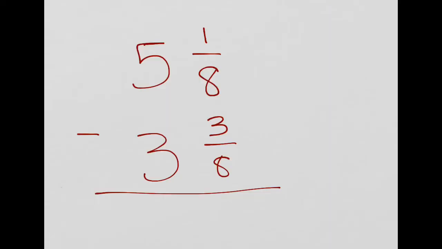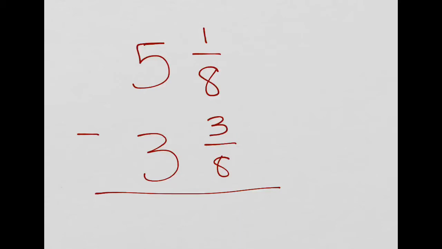Here's our first example. As you know from the previous lesson, whenever we subtract, we first subtract our numerators. We know that we cannot take away 3 from 1. So what we have to do is go next door and borrow. So these are the steps on how to do that.